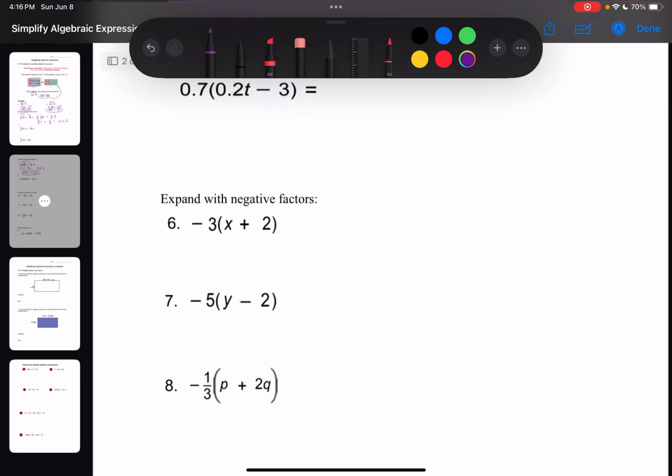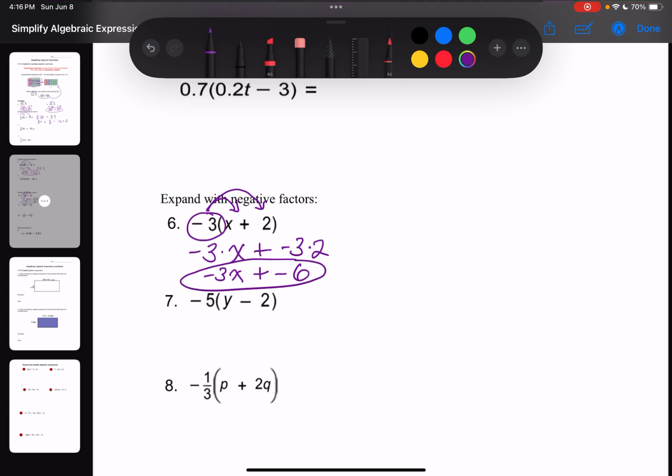Next, we're going to try with negative factors. We can distribute the negatives that are in front. Still just multiplying now -3 times each of the numbers inside. Negative 3 times x gives us negative 3x, and negative 3 times 2 gives us negative 6. When we write our answer, in our original problem we had a plus, but when we simplify it, we can also write it as negative 3x minus 6, because we know subtracting is the same as adding the opposite. Go ahead and try the next two problems.